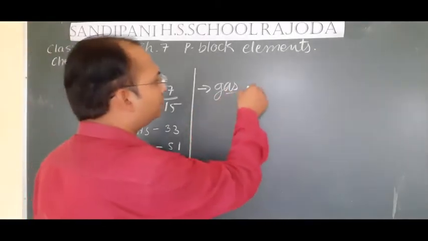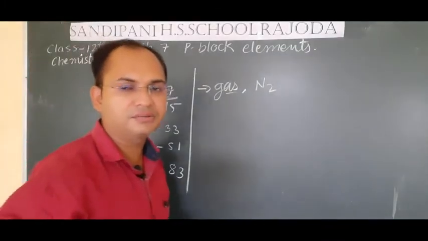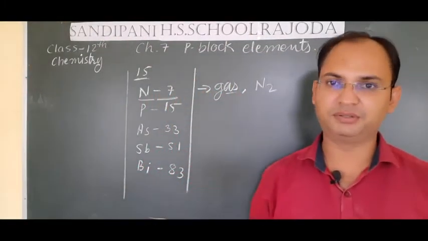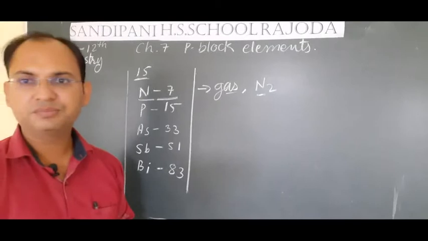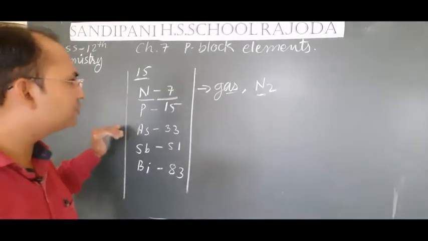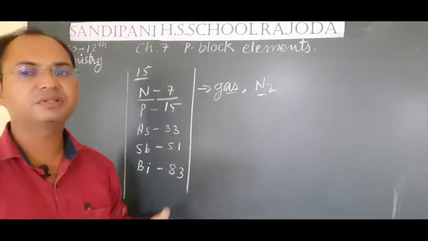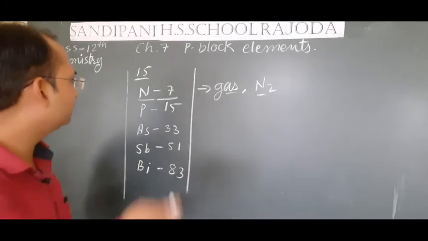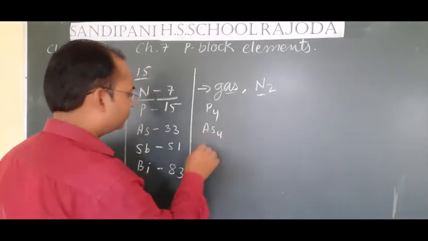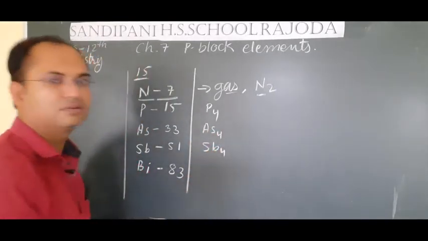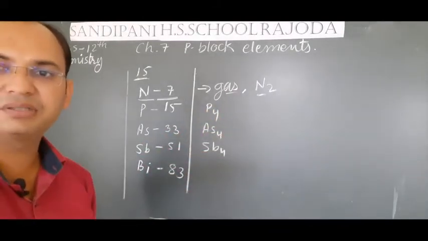Secondly, nitrogen forms a diatomic molecule in which nitrogen atoms are bonded by a triple bond. So nitrogen occurs in diatomic form, N2, but the rest of the members possess tetra-atomicity, that is 4 atoms of the element form the molecule, like P4, As4, Sb4, etc. So in this way nitrogen also differs from the rest of the members.